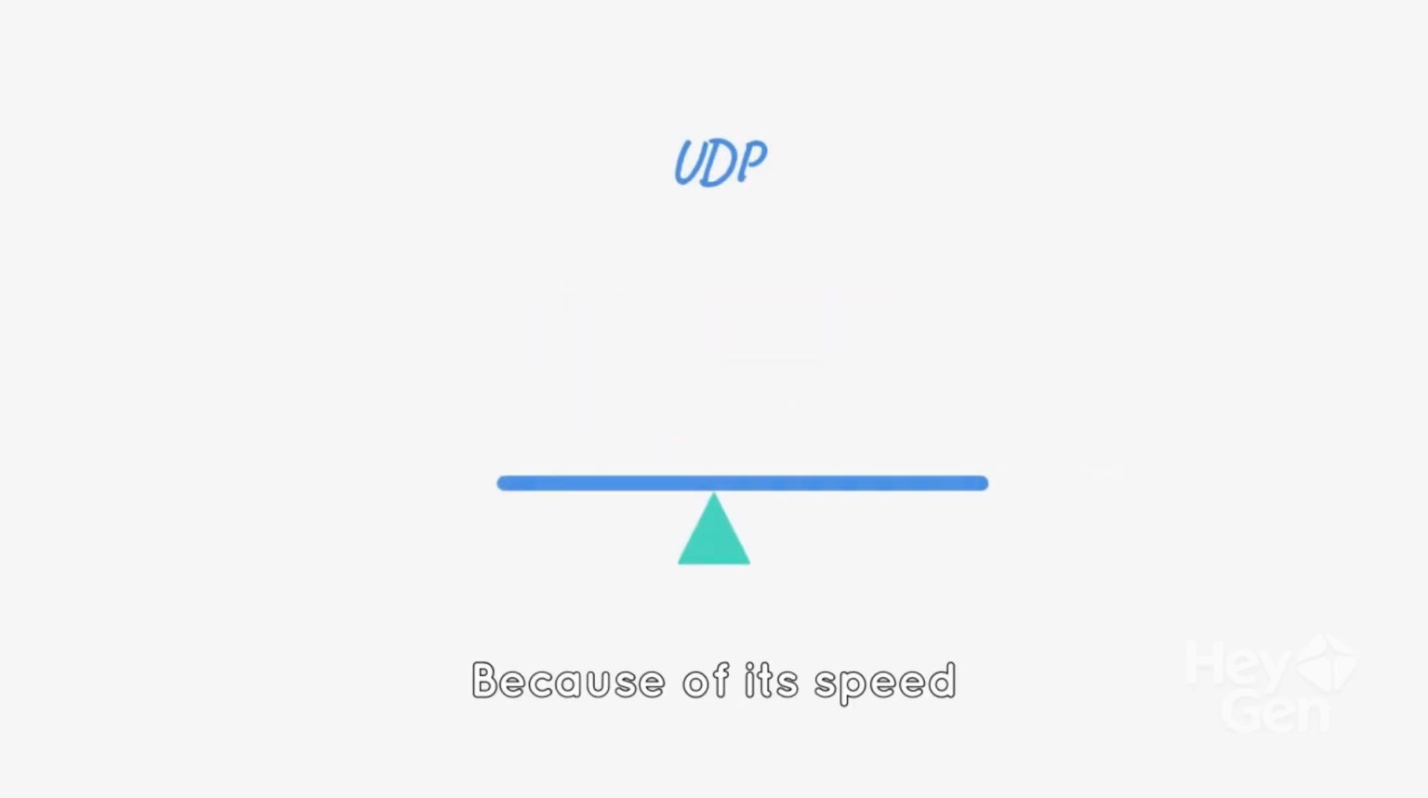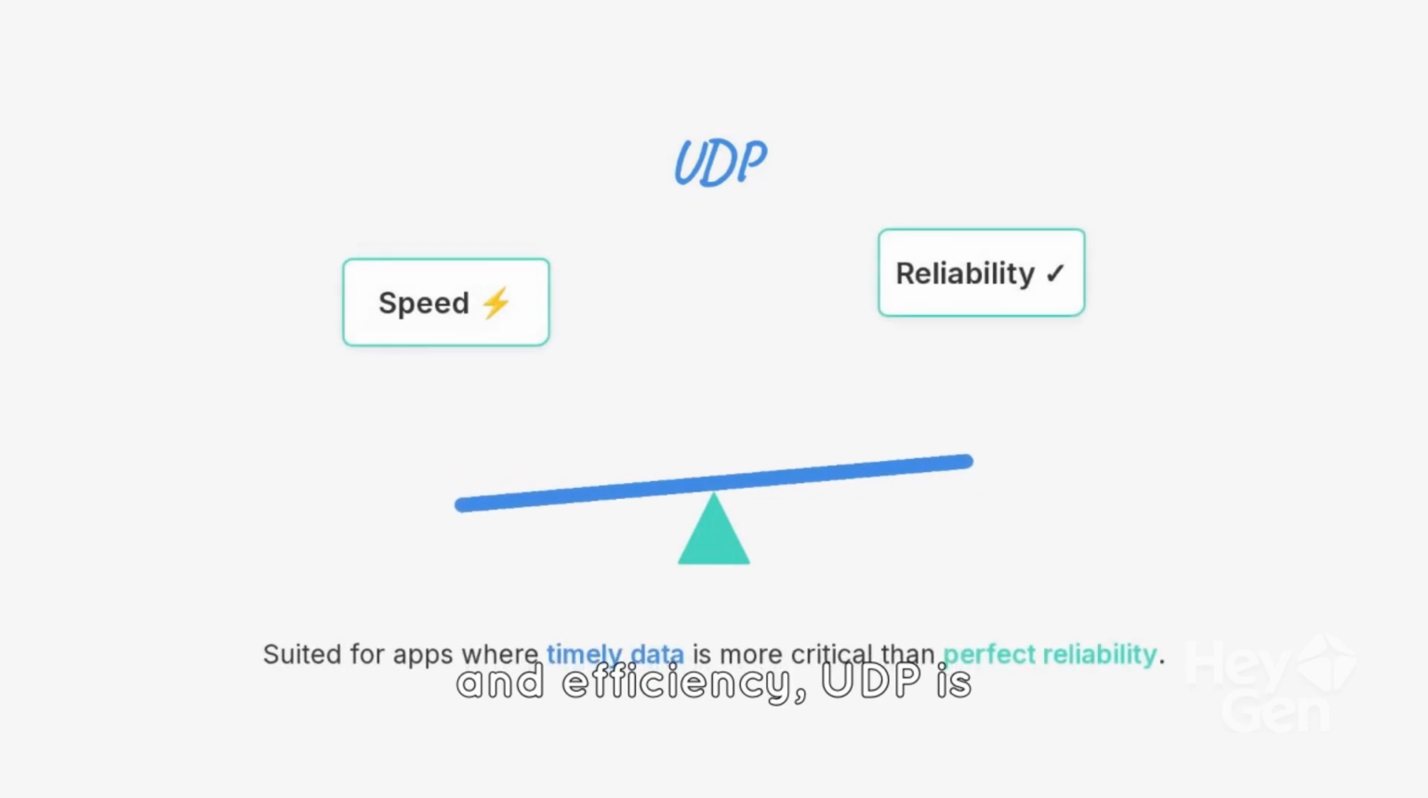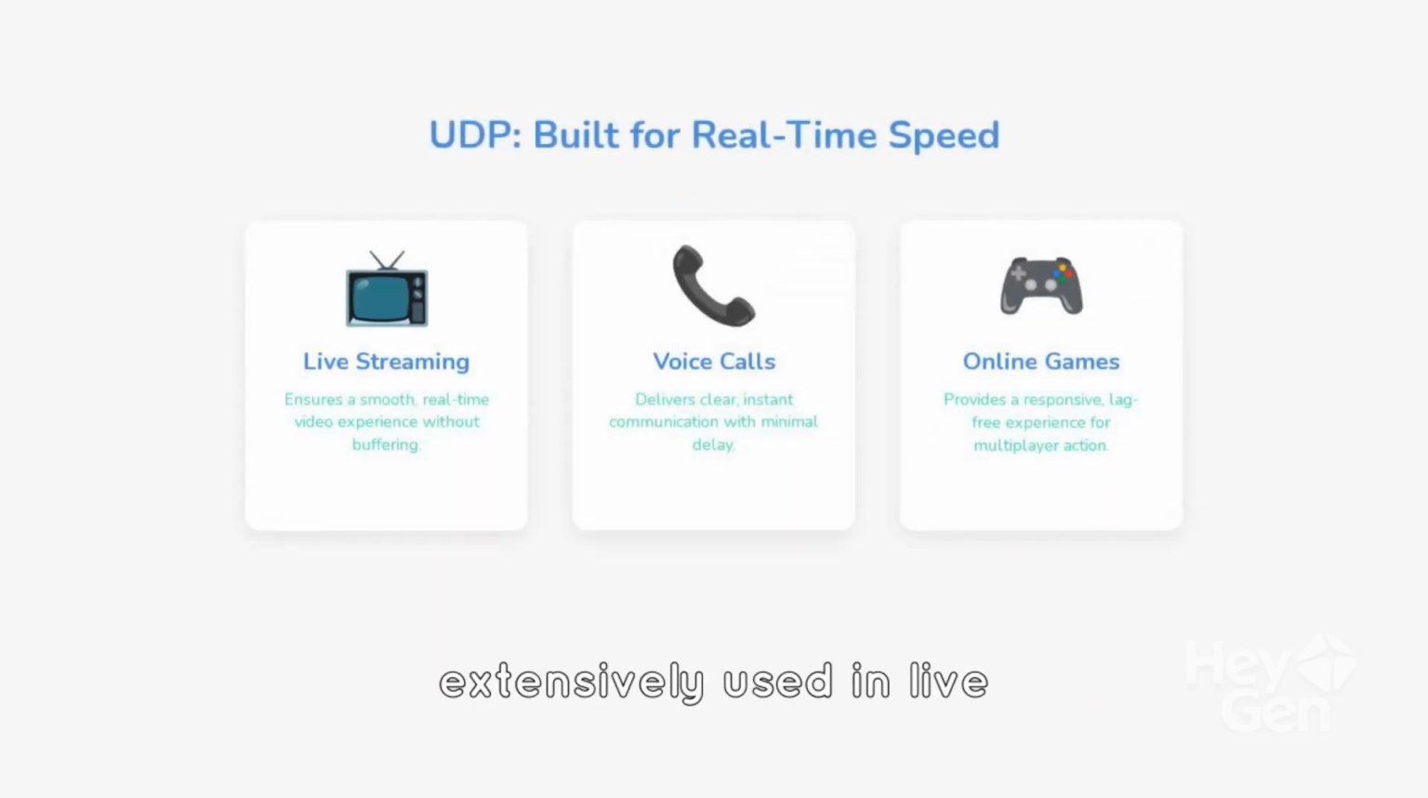Because of its speed and efficiency, UDP is ideally suited for applications where timely data transmission is more critical than perfect reliability. That's why UDP is extensively used in live streaming, voice calls, and online games, ensuring a smooth, real-time experience.